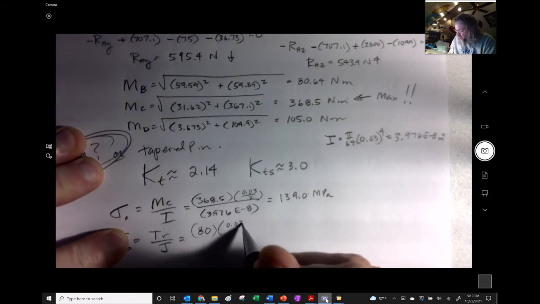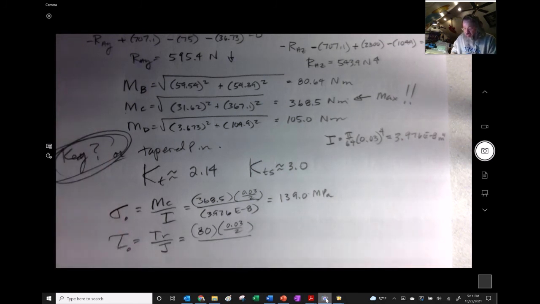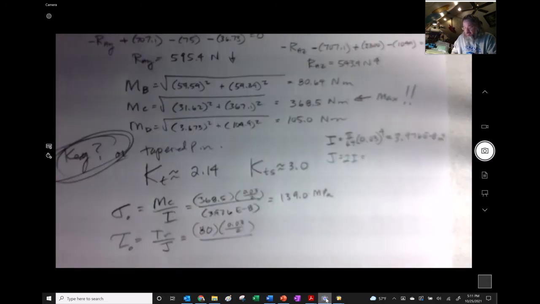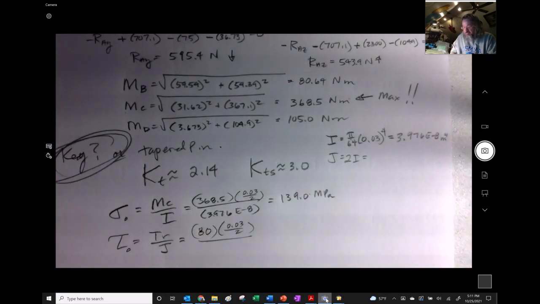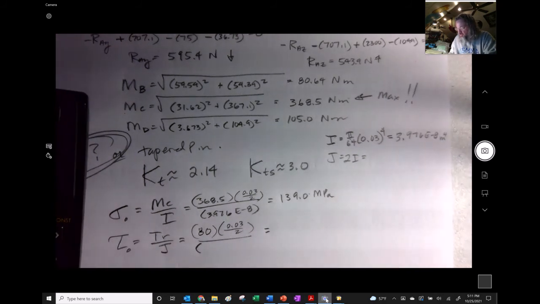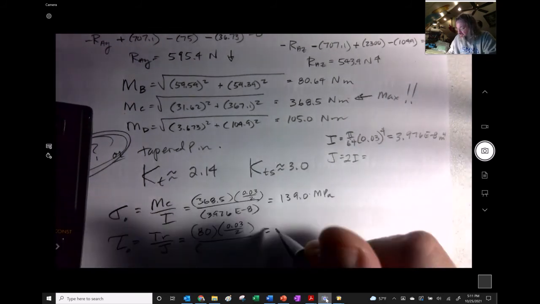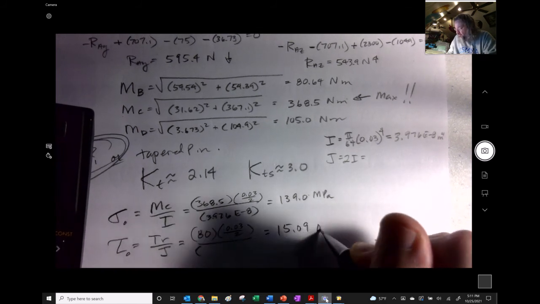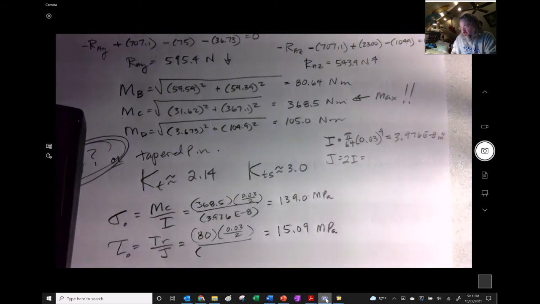times our 0.03 divided by 2. And then we need our J, which is just 2 times I. So just take 2 times that. And then take 80, then 0.015 times it. Oh, I didn't bother writing down what that value was. Let me write this down first. 15.09 was my torsional shear.